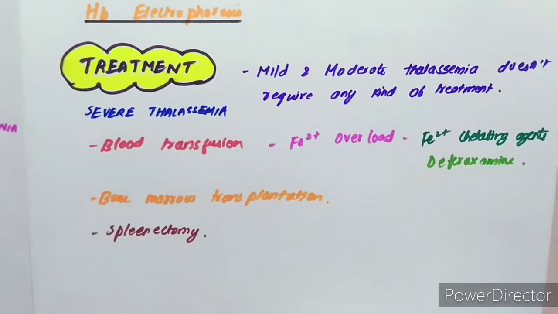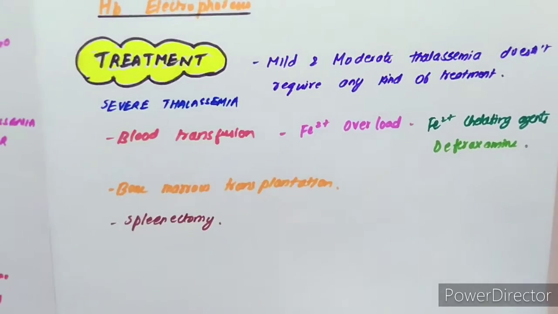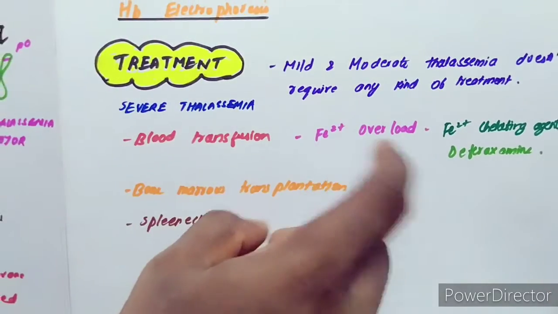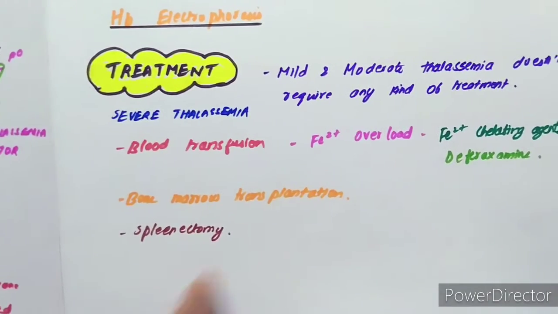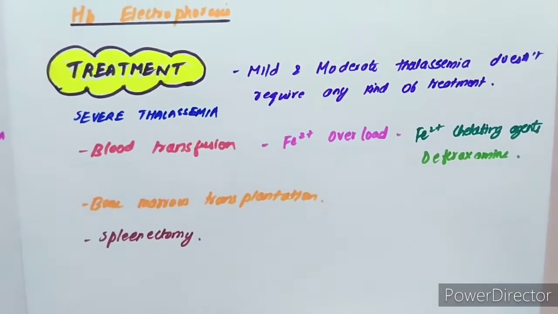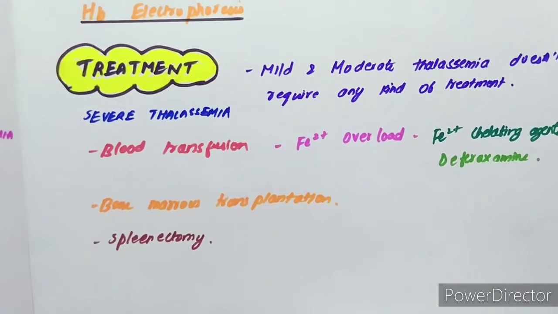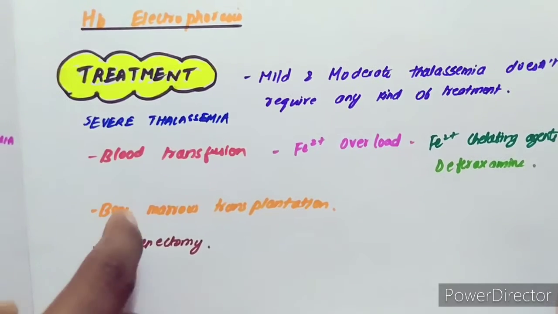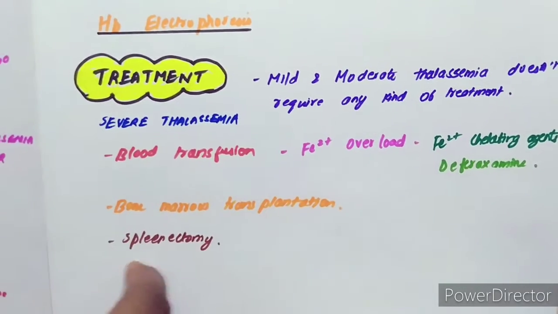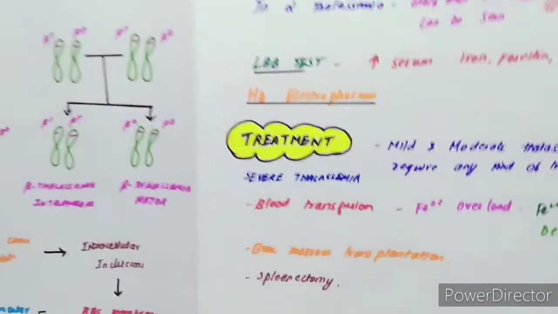Now, finally, coming to the treatment, mild and moderate thalassemia doesn't require any kind of treatment, whereas severe thalassemia requires periodic blood transfusion. If you are doing periodic blood transfusion, there may be a chance of iron overload. To prevent this, an iron chelating agent such as deferoxamine is given, which will take the excess iron and remove it through feces or urine. Also, bone marrow transplantation can be done, or splenectomy can be done if the spleen is causing extra hemolysis. That's all about thalassemia.